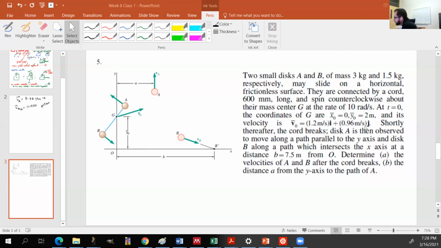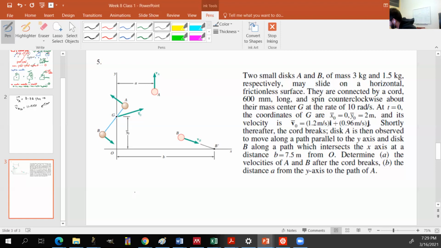Then you're told shortly thereafter the cord breaks, and A is observed to move along a path parallel to the y-axis. So A is just moving up, and disk B is moving along a path which intersects the x-axis at a distance of 7.5 meters from O. So right at this point over here, you're asked to find the velocities of A and B after the cord breaks, and the distance A is traveling parallel to the path of B. So B has reached this B prime location over here.